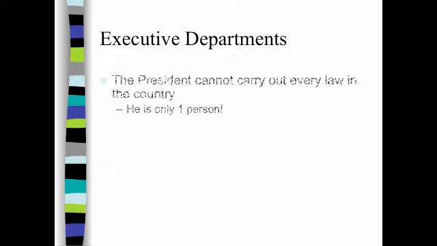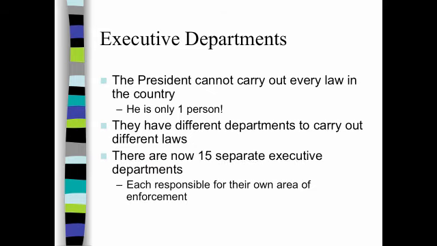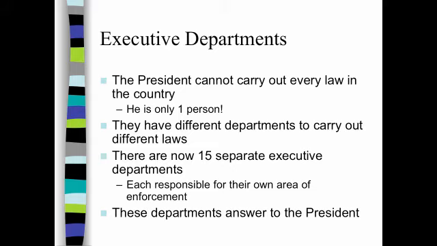And finally, the executive departments. So the president cannot carry out every law in the country. Remember, he's the chief executive. He's only one person, so he actually has a whole lot of people involved to help him out. There are many different departments to carry out the different laws, and now there are 15 separate executive departments, each responsible for their own area enforcement. And all these departments answer to the president.